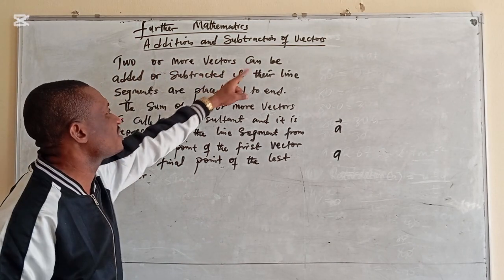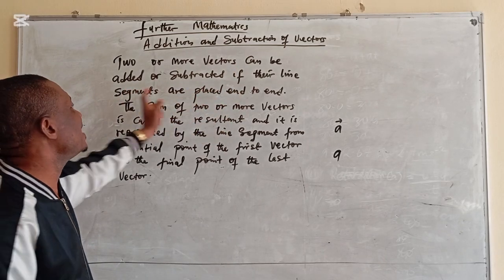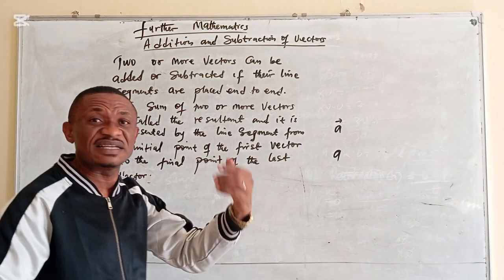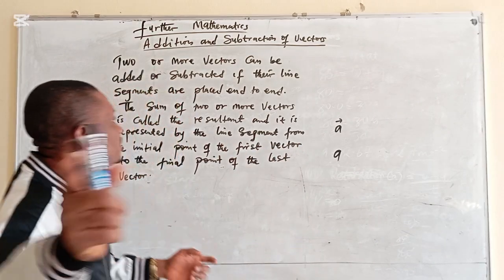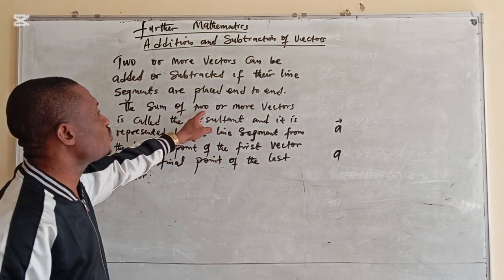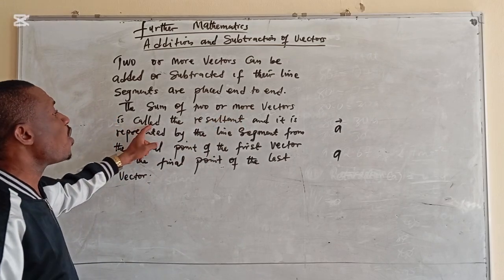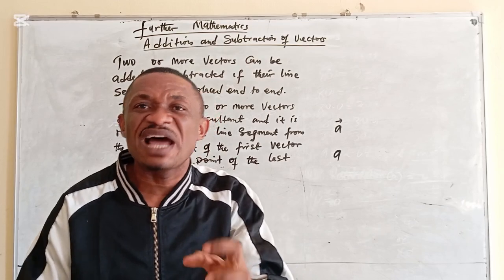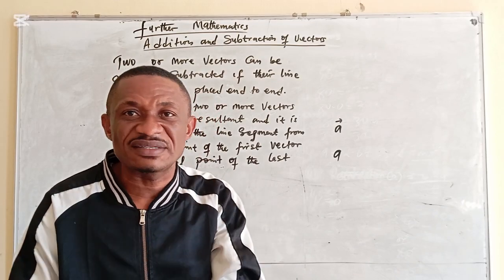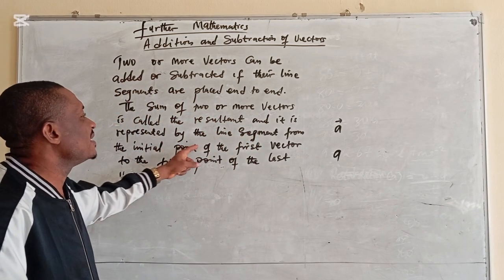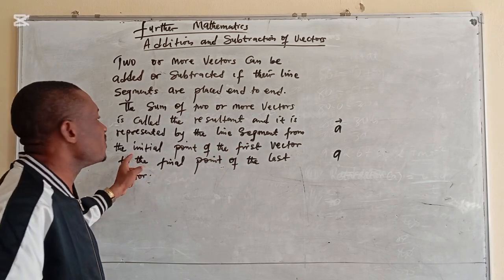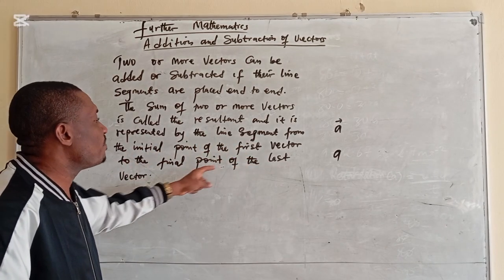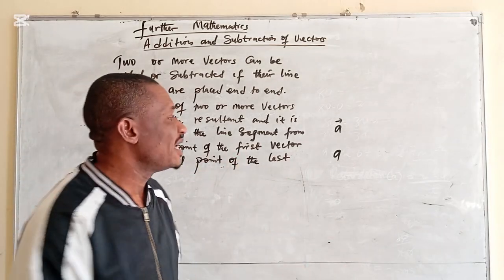two or more vectors can be added or subtracted if their line segments are placed end to end. I will explain that. The sum of the two or more vectors is called the resultant. The value you obtain after adding is what we call the resultant. And it is represented by the line segment from the initial point of the first vector to the final point of the last vector.